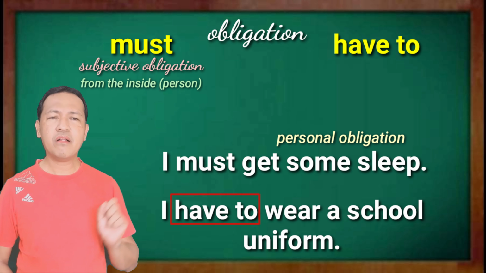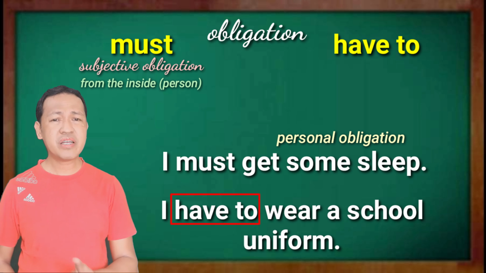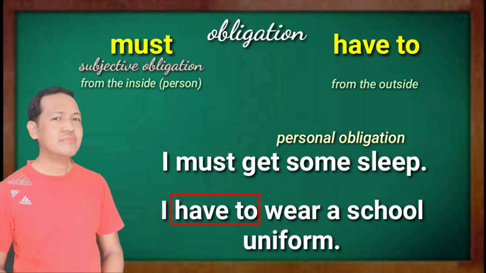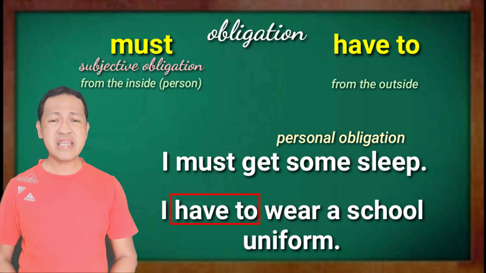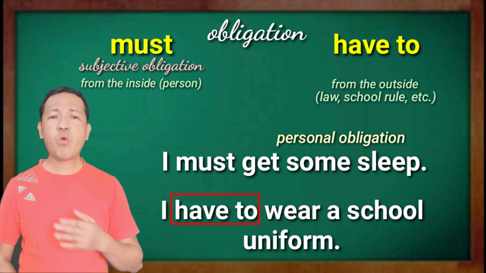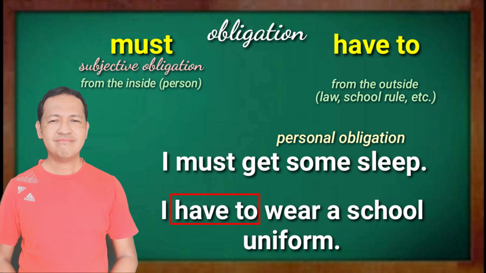In the second example, the modal have to also expresses obligation, but the obligation comes from the outside. I have to wear a school uniform. The obligation doesn't come from me, but rather from the outside: the law, school rule, or school authorities. I'm required to wear a school uniform. It's not me, but rather the school authorities who say it's necessary that I wear a school uniform. This is the reason they consider modal have to as objective obligation.